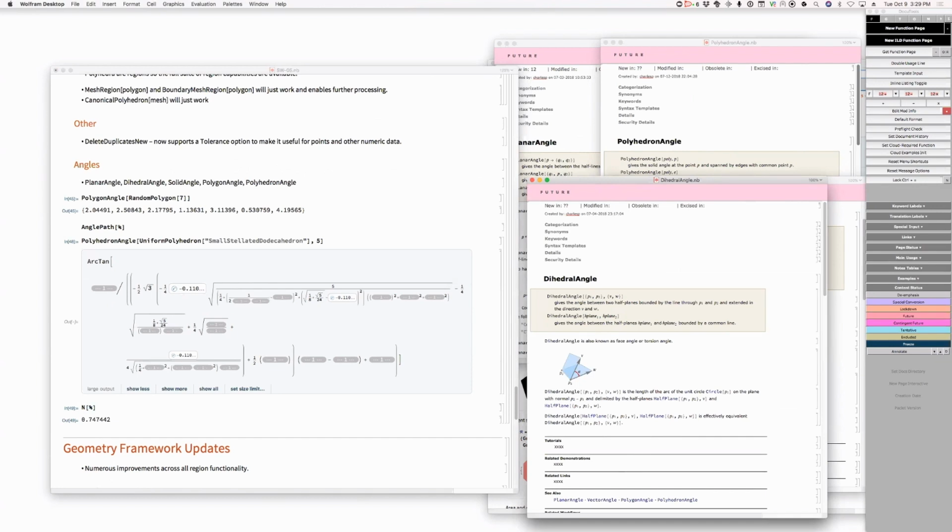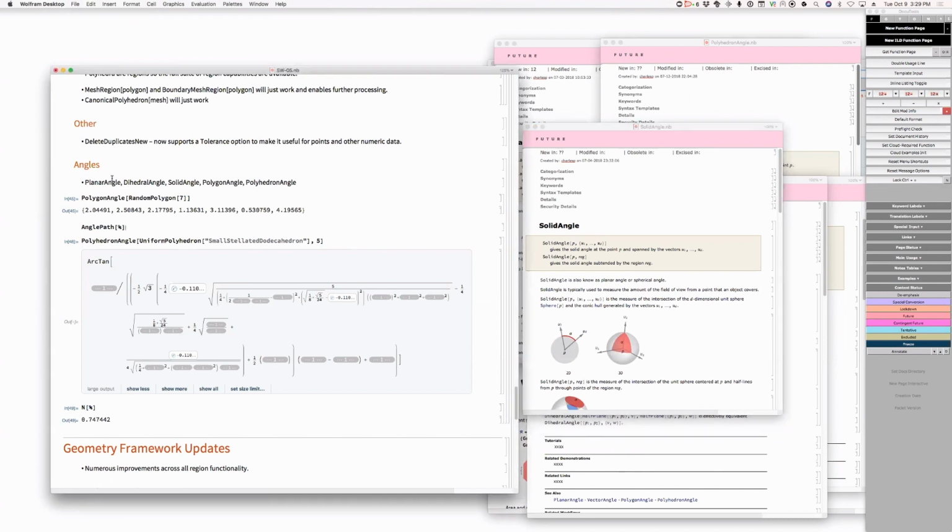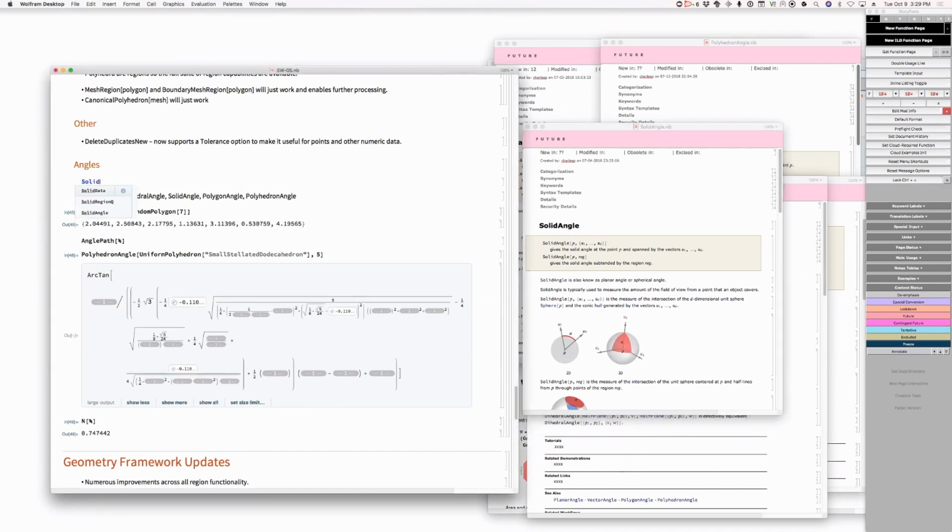So why is the dihedral angle not supported? Oh, I see. That's the analog of a planar angle. I get it. Okay, solid angle. The points spanned by those vectors. So if I say, for example, solid angle, this is the way it's written there. It's fairly general. So if I say 0, 0, 0, and then I say sphere points, I should get about 4 pi.